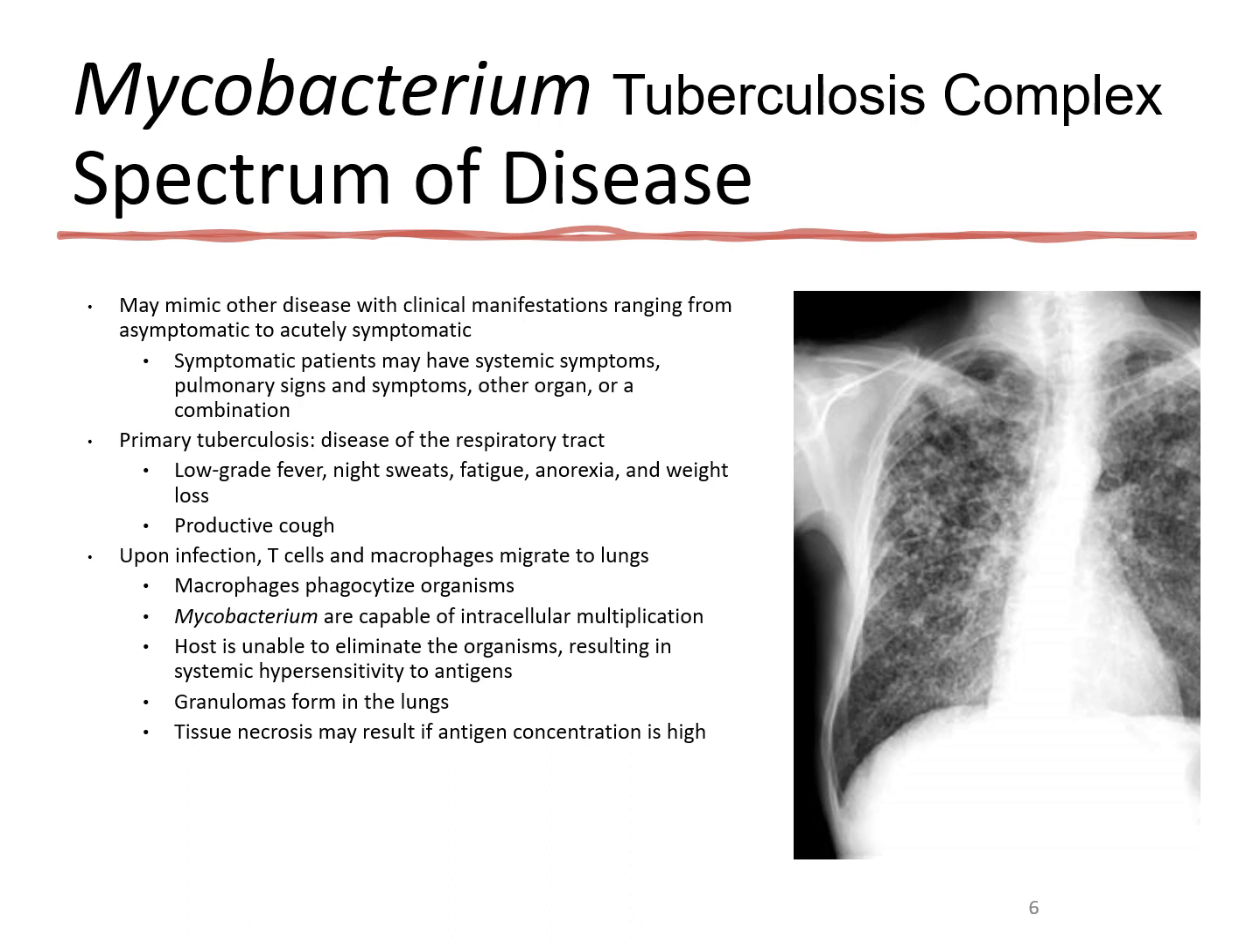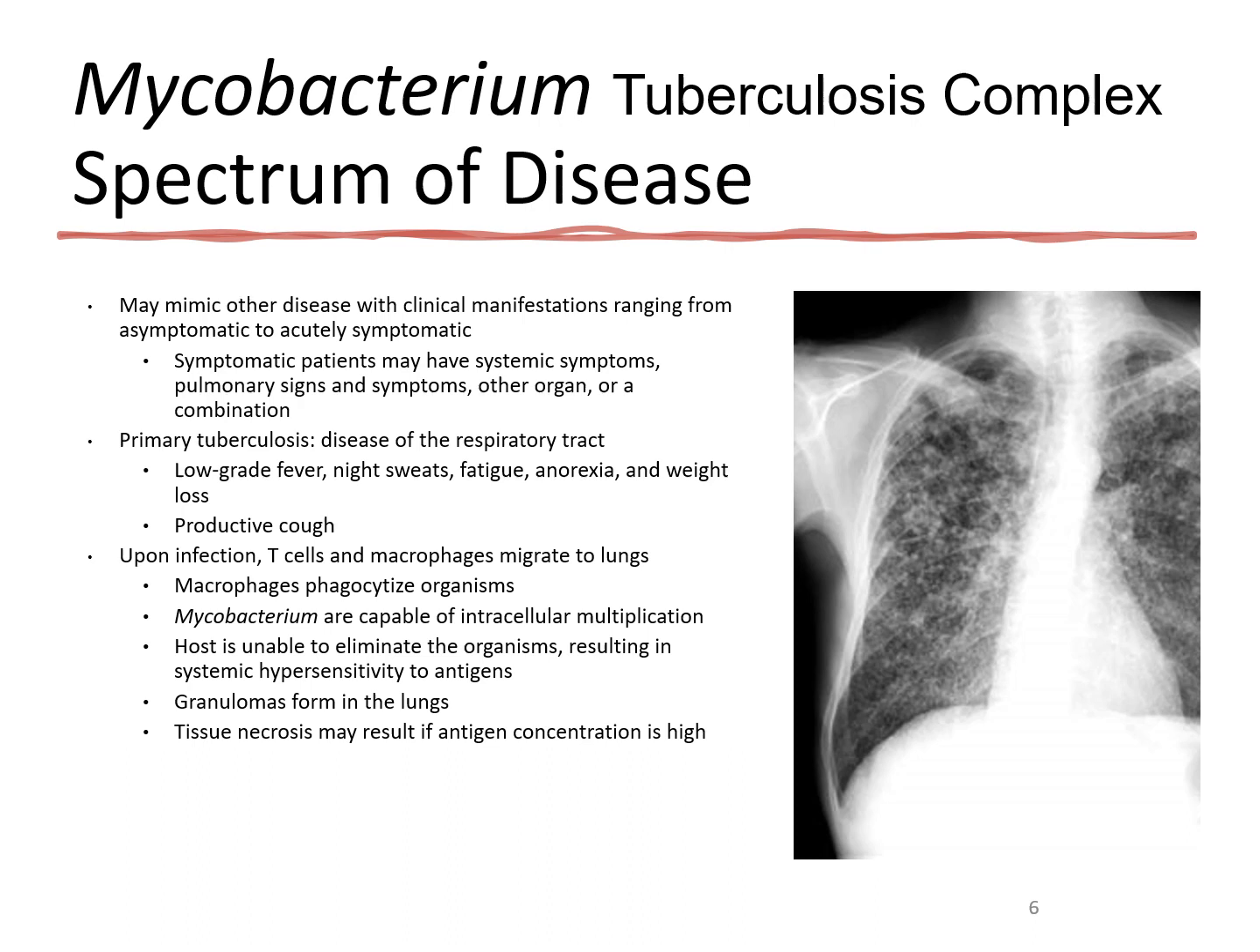So tuberculosis may actually mimic other diseases when it presents clinically, so it can be asymptomatic, but with symptomatic patients, they will demonstrate pulmonary signs and symptoms, or they can have other organ involvement. Primary tuberculosis is a disease of the respiratory tract where the patient will present with a low-grade fever, night sweats, fatigue, anorexia, weight loss, and a productive cough, and those symptoms are a lot of the screening questions in those yearly screening questionnaires.